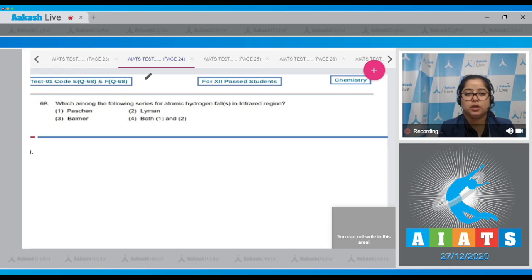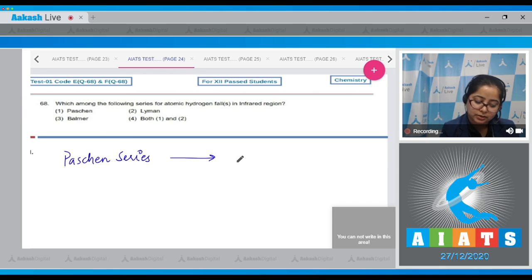Moving to next question, which is question number 68. Let's read it. Which among the following series for atomic hydrogen falls in the infrared region? Student, I'm writing here that Paschen series lies in the infrared region.